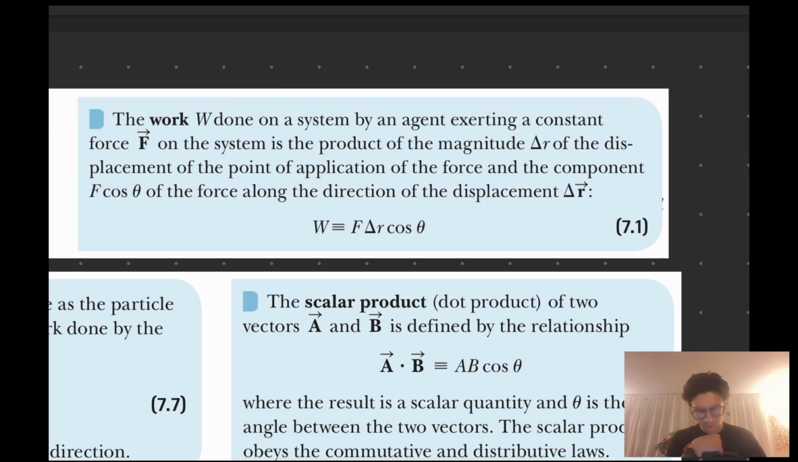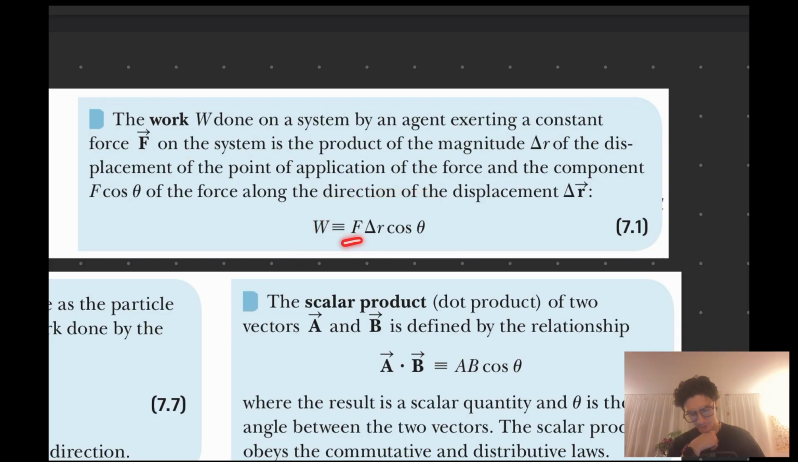The work, W, done on a system by an agent exerting a constant force F on the system is the product of the magnitude r of the displacement of the point of application of the force and the component F cosine theta of the force along the direction of the displacement delta r. Damn, that is a mouthful. That's a long sentence. But anyway, very quickly they introduced this new thing called work.